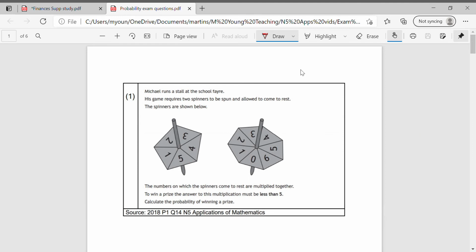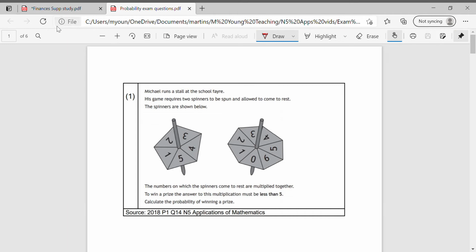In this video we're going to take a look at the past paper questions for probability. So question number 1, Michael runs a stall at a school fair. His game requires 2 spinners to be spun and allowed to come to rest. That's them shown there. So one of them is numbered 1 to 5, the others from 0 up to 6. The numbers in which the spinners come to rest are multiplied together. To win a prize, the answer has to be less than 5. Calculate what the probability of winning a prize is.